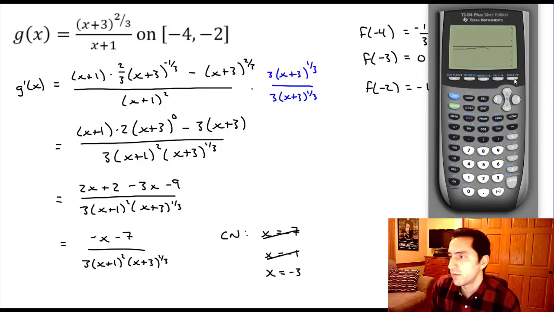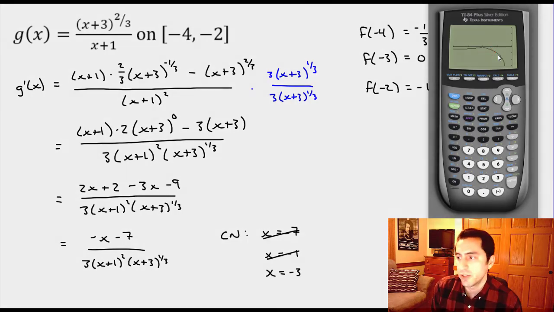So it's loading, it's thinking, but as we can see here, our interval is from -4 to -2, just this little region here. At -3, it does touch the x-axis, so at 0, that's our absolute maximum for this interval. And then at -2, we have this y value of -1, and that's our absolute minimum on this interval.